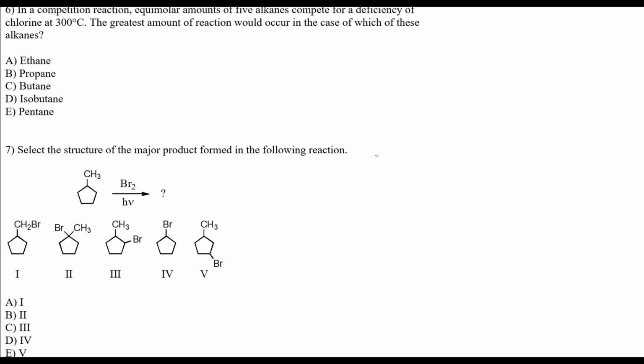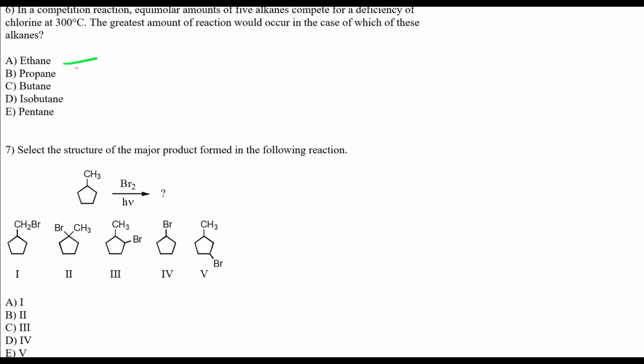In a competition reaction, equal amounts of 5 alkanes compete for a deficiency of chlorine at 300 degrees Celsius. The greatest amount of reaction would occur in the case of which of these alkanes? So it's asking me, which one of these molecules has the most chance of reacting with chlorine radicals? Well, let's draw it out.